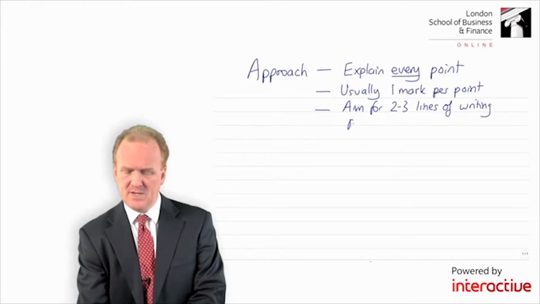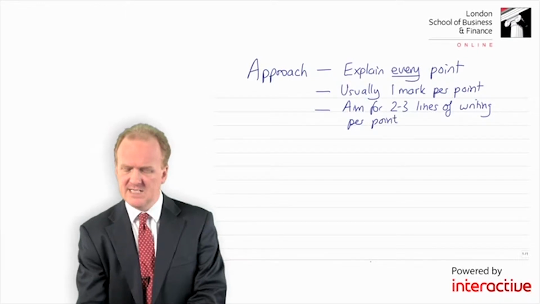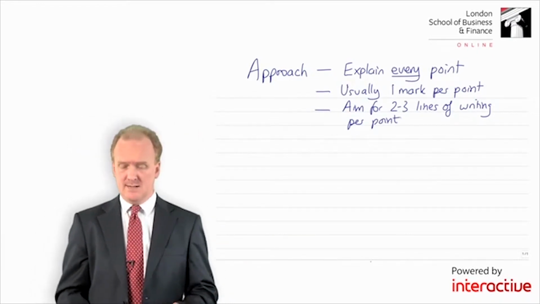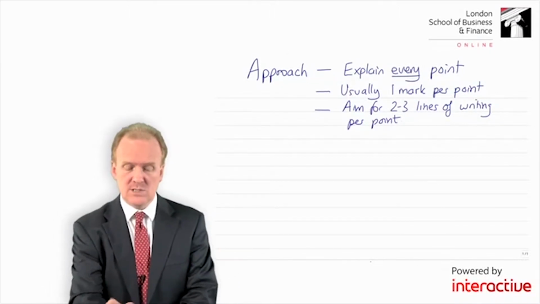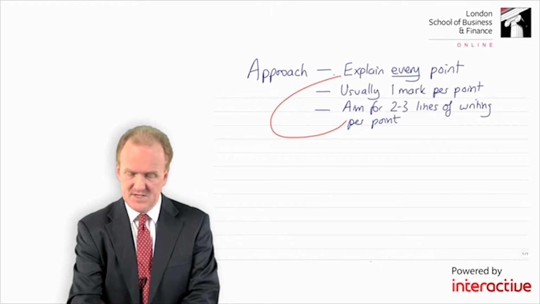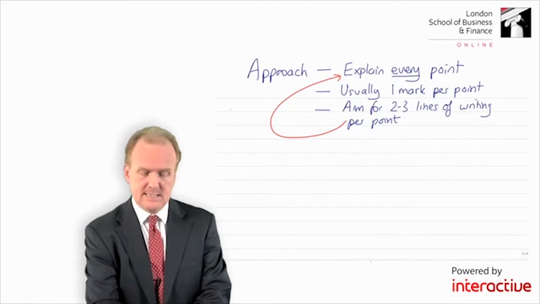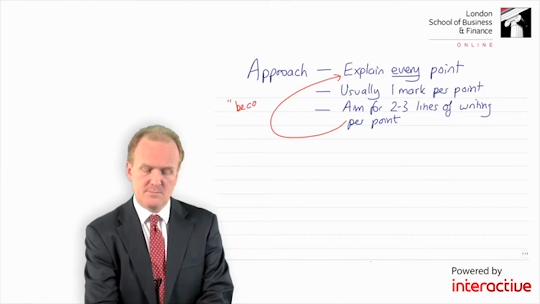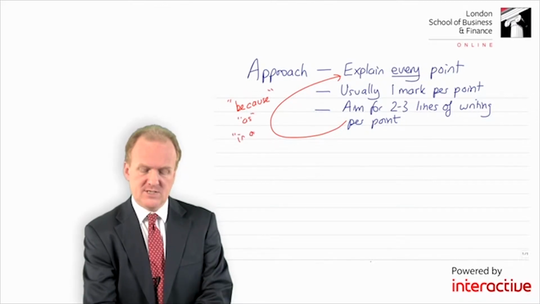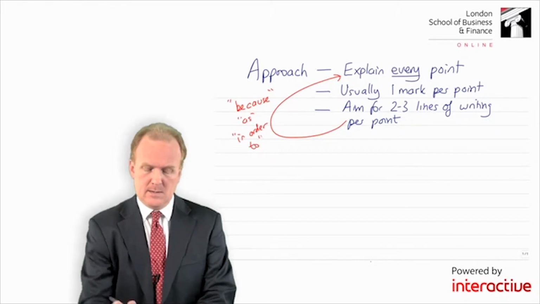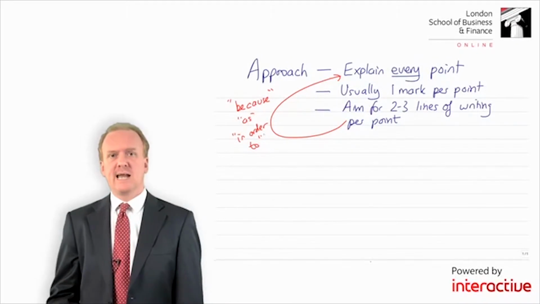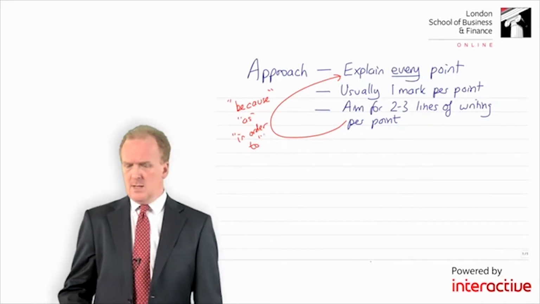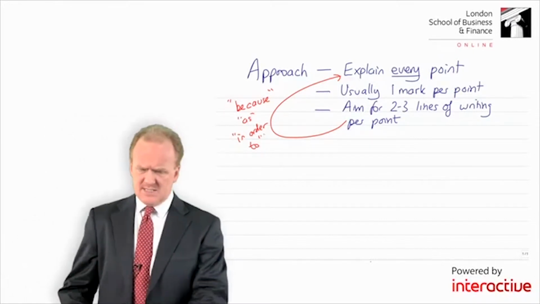In general, we're going to aim for 2 to 3 lines of writing for each point we make. And one way to make sure we get 2 to 3 lines of writing is, of course, I link you back to the first point, to explain every point. So we're going to try to use the word because, or as, or in order to, and that you'll find will typically double the length of anything you were planning to write. So, a few little thoughts in advance.